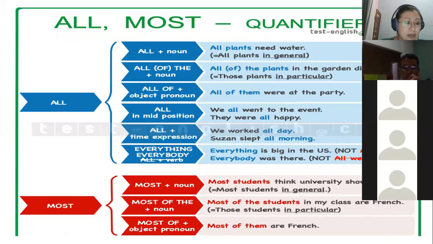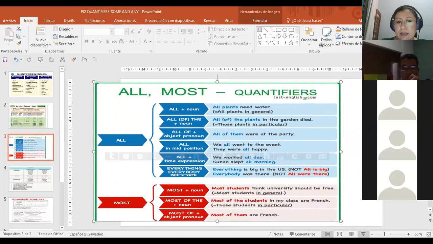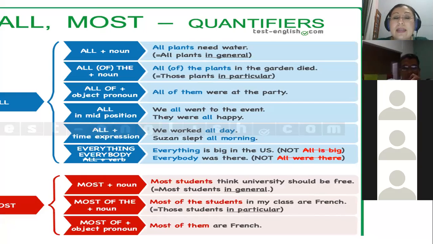Let's see the other quantifier, all. When we use all, the structure is all plus noun. All plants need water. All plants in general. When I say all plants need water, I'm talking about all plants in general, which is something natural, that they need water to survive. When I say all of plus the plus noun, all of the plants in the garden died, we are talking about those plants in particular, the ones in my garden, because I didn't water them, okay? All of plus object pronoun: all of them were at the party.